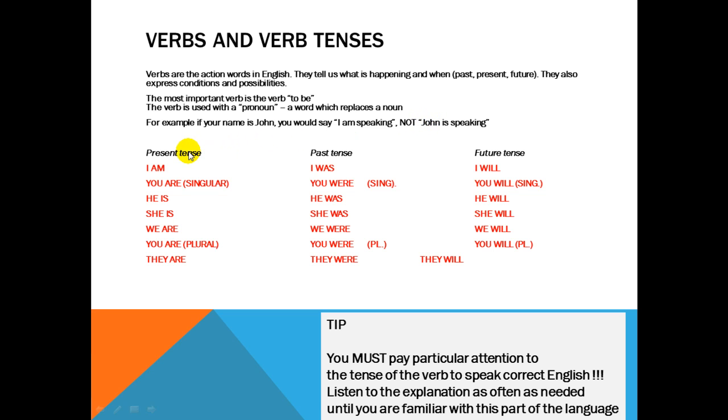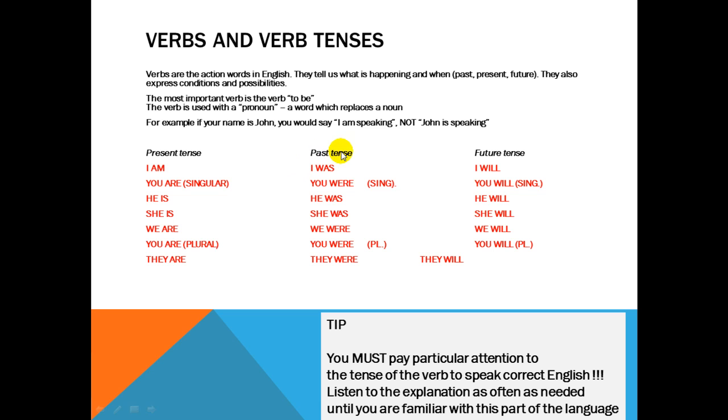In the present tense we say I am. You are, when there is only one person as the you. He is. She is. We are. You are if you were talking to more than one person, and they are if you were talking about people. Let's go through them again. I am, you are, he is, she is, we are, you are, they are. So I could say, I am running. You are running. He is running. She is running. We are running. You are running. They are running.